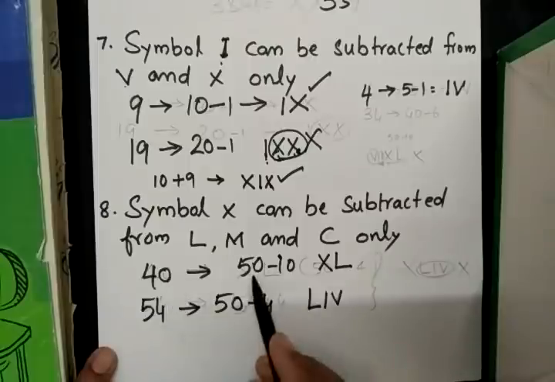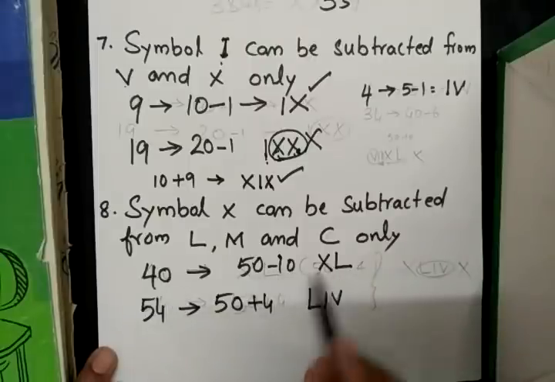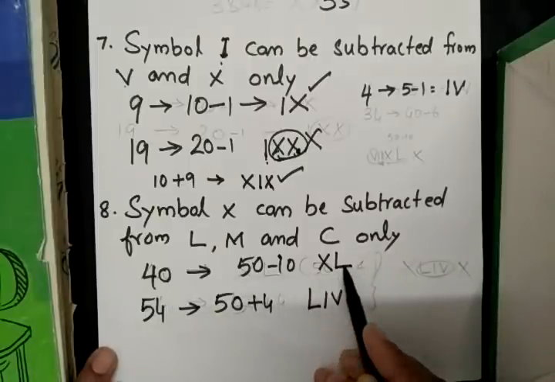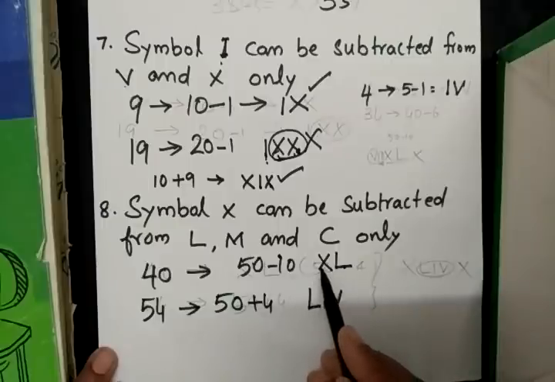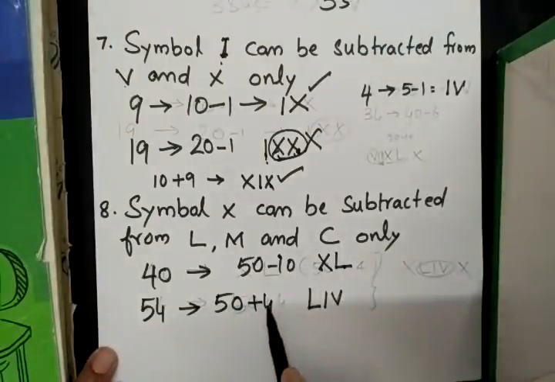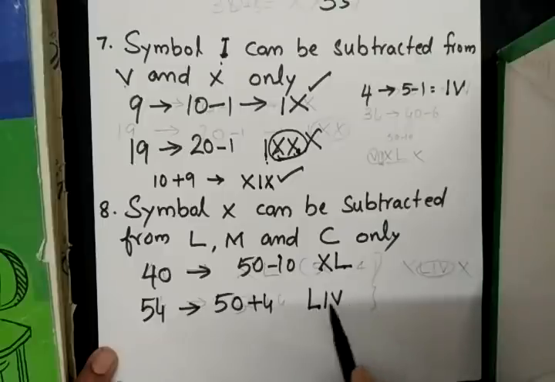That is, 40 can be written as 50 minus 10, which is XL. 50 is L and minus 10 comes on the left. 54 means 50 plus 4. Plus means on the right-hand side. Correct? So these are the rules.